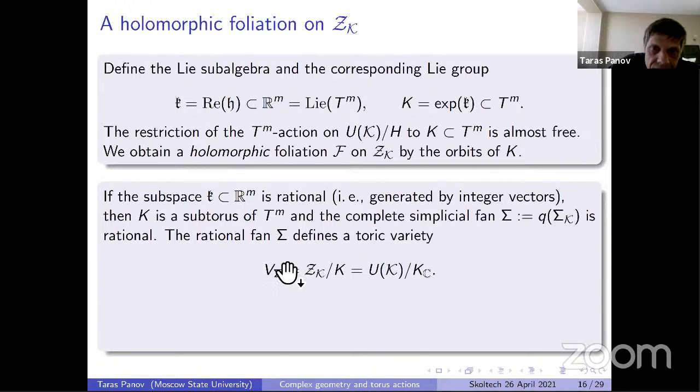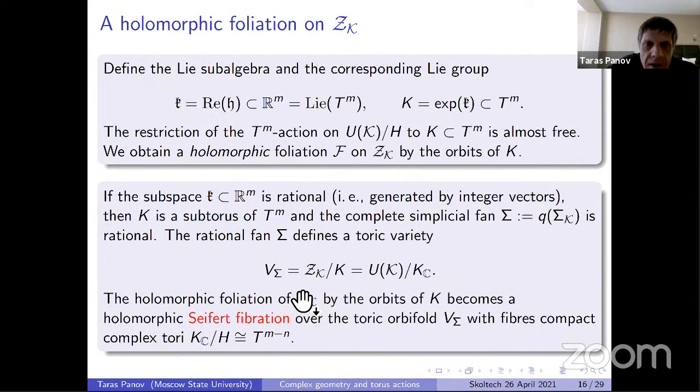So in the rational situation, if your data defining the complex structure is rational, then you still get some complex manifold, but it's also related to toric varieties. And in this case, this holomorphic foliation by the orbits of the section becomes a fibration, or rather a Seifert fibration, because the quotient is an orbifold, but the quotient is a manifold, and it's just a holomorphic fibration. And the fibers are precisely those complex tori that we defined in the very first examples. If you take the complexification of this subgroup by H, it has precisely the half dimension, and this is just a complex torus, which I described before.